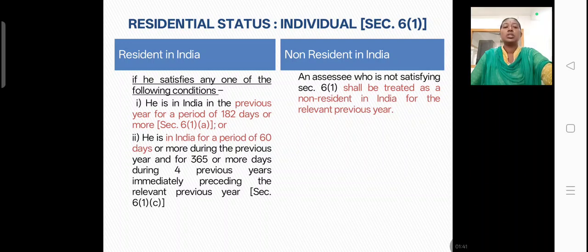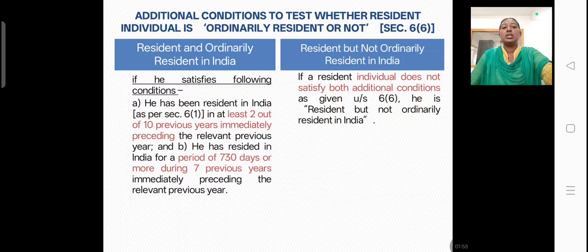Non-resident in India: an assessee who does not satisfy section 6 subsection 1 shall be treated as a non-resident in India for the relevant previous year. Additional conditions test whether a resident individual is ordinarily resident or not.